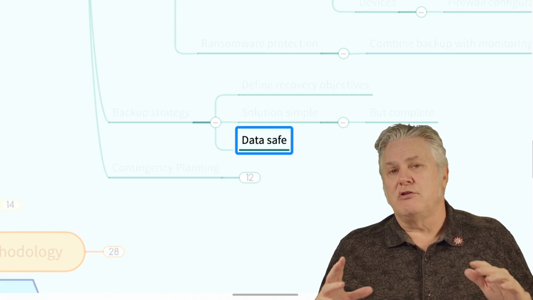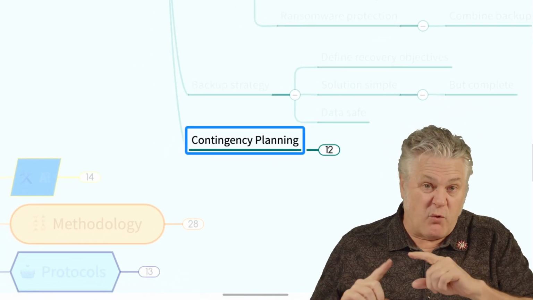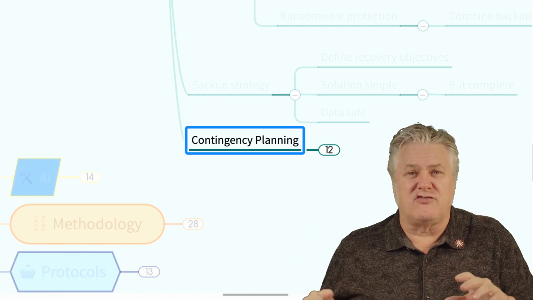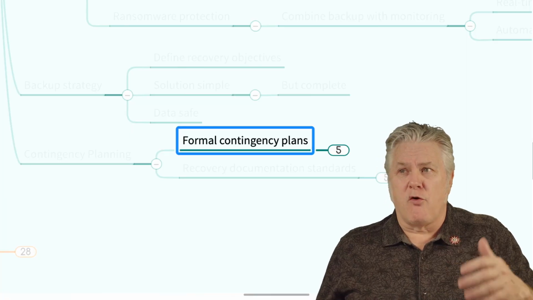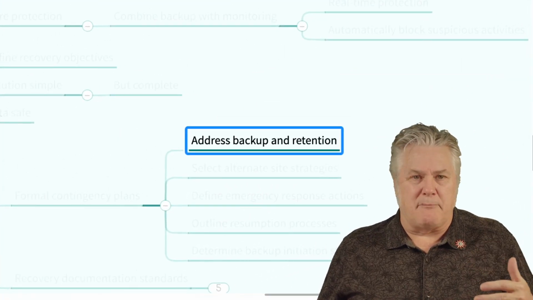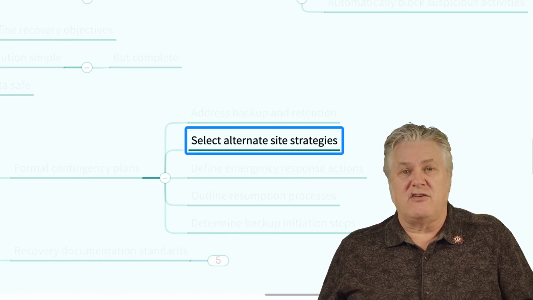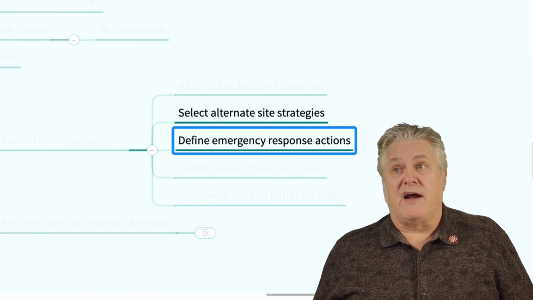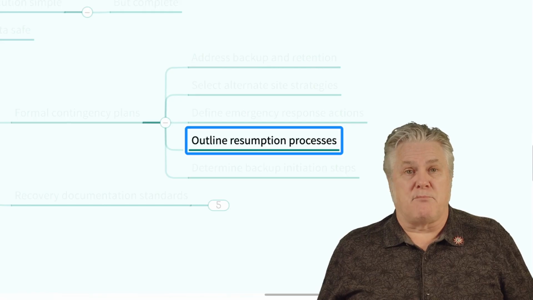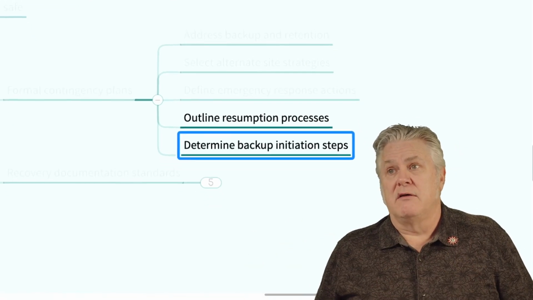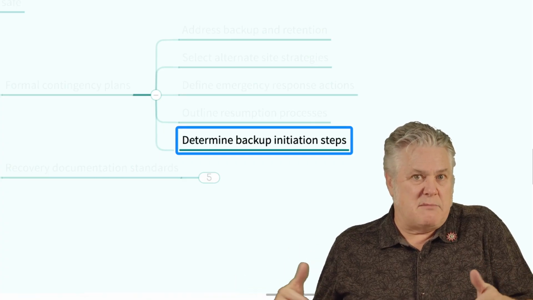Now, this fits into a larger process within our organization. It would be called contingency planning. And I'm going to point to it right inside of here. So here's the general on contingency planning. And by the way, I have a whole recording on contingency planning out there. So your formal contingency plans include addressing the backup and retention. That was the thing that we just talked about. Selecting alternate site strategies where our backups may be held. Defining emergency response actions, who can restore these things. Outline our resumption process, restore them where and to what. And determine the backup initiation steps. This would be maybe getting another copy.